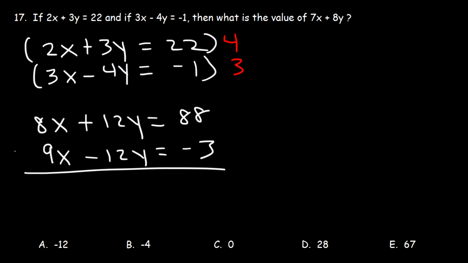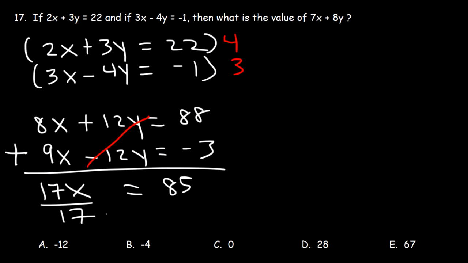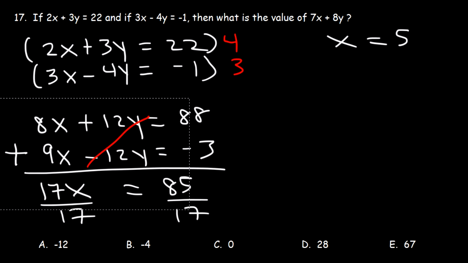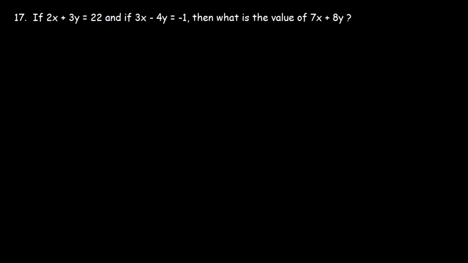So now we can add the two equations. 8x plus 9x is 17x. Positive 12y and negative 12y add up to 0. 88 plus negative 3 is 85. So now we just got to divide both sides by 17. So what is 85 divided by 17? This is equal to 5. So now that we have the value of x, we can find the value of y. Let's use the first equation.